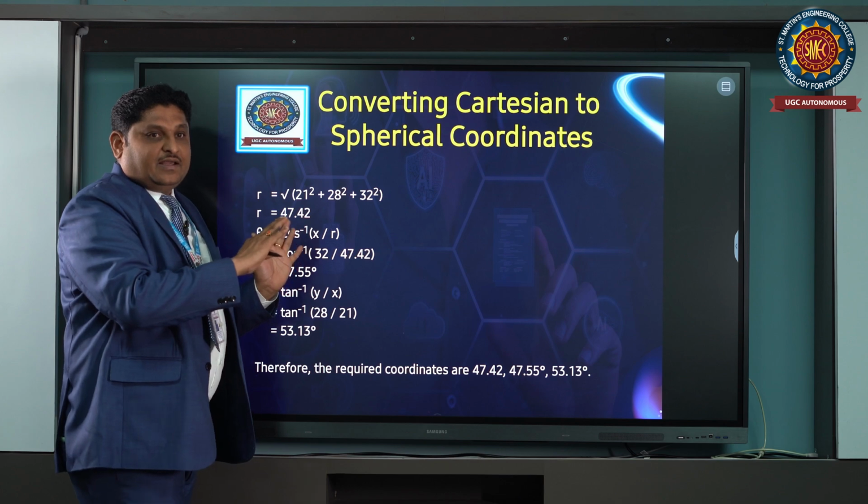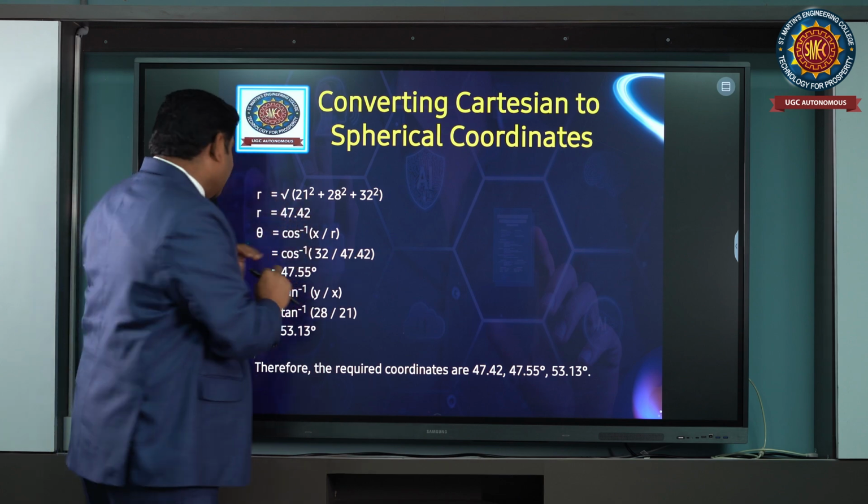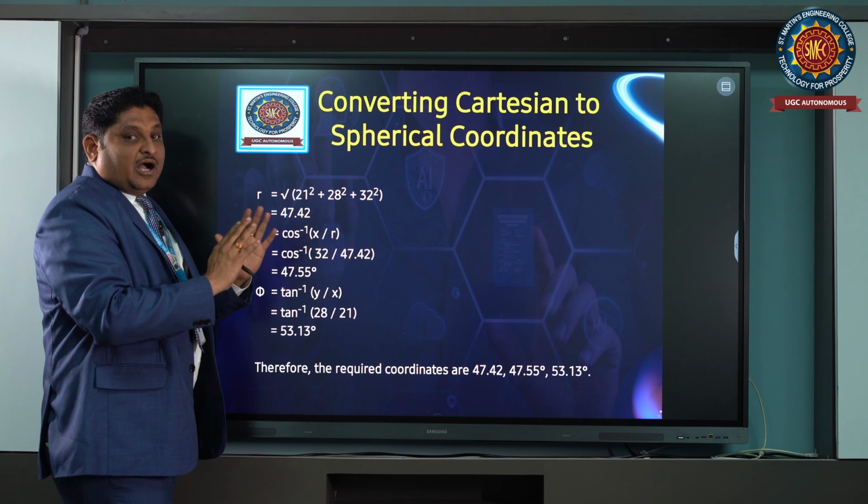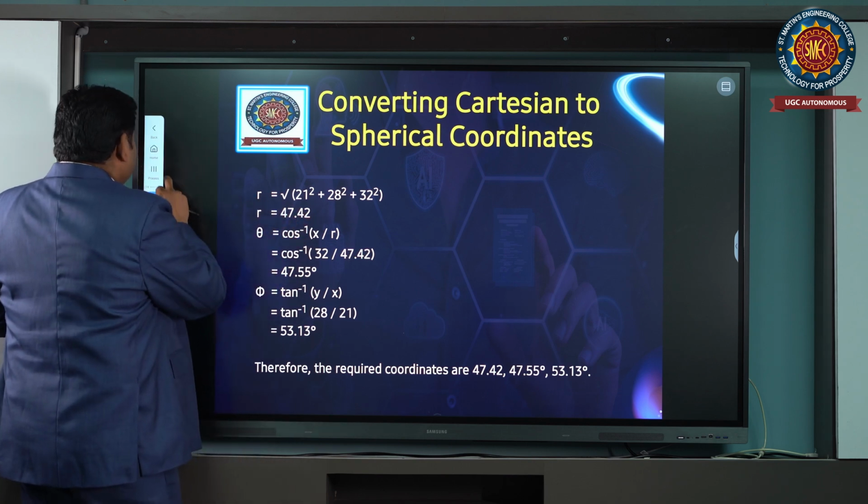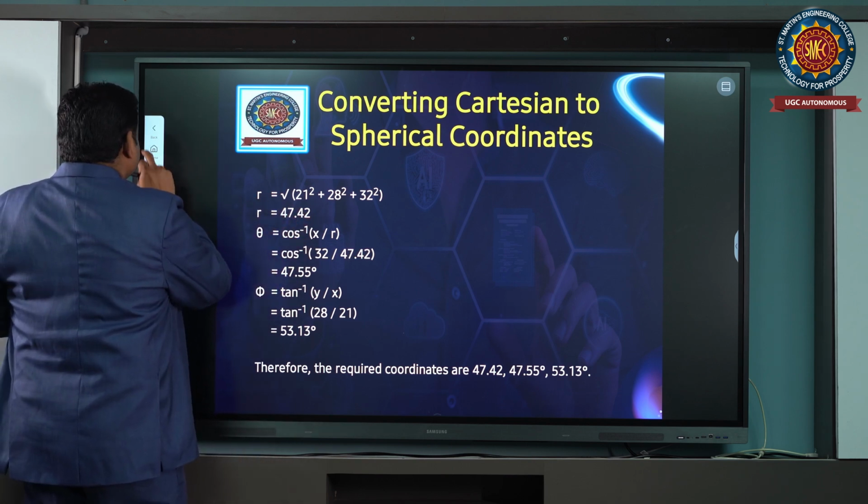Now I will explain graphically how we take the theta angle and how we take the phi angle. This I will show you by using a video.